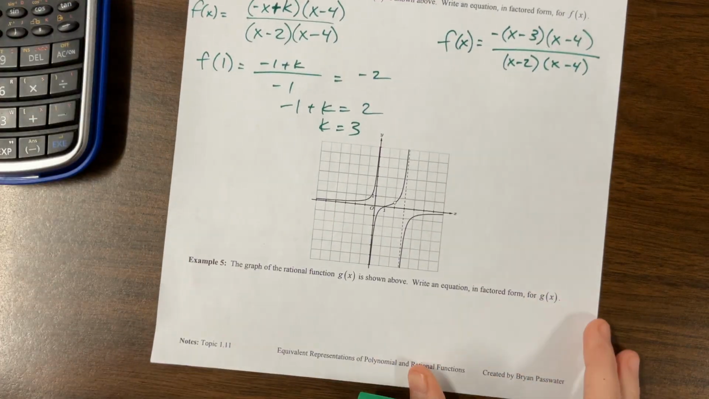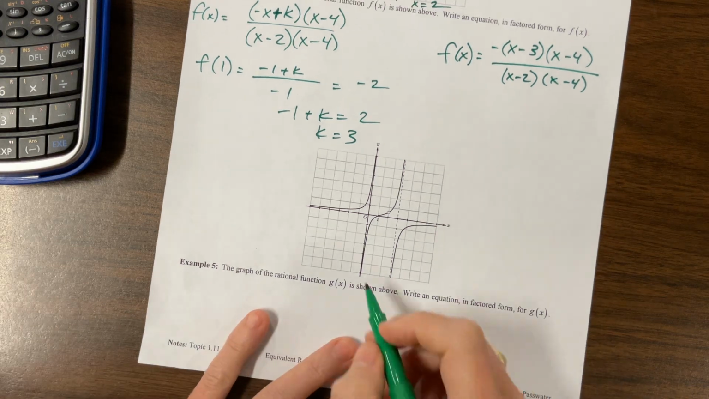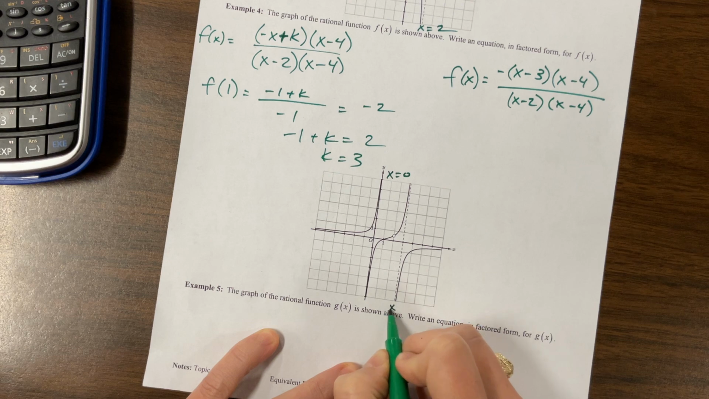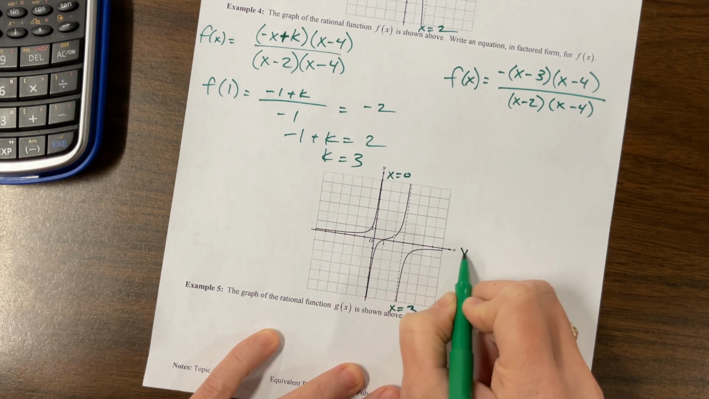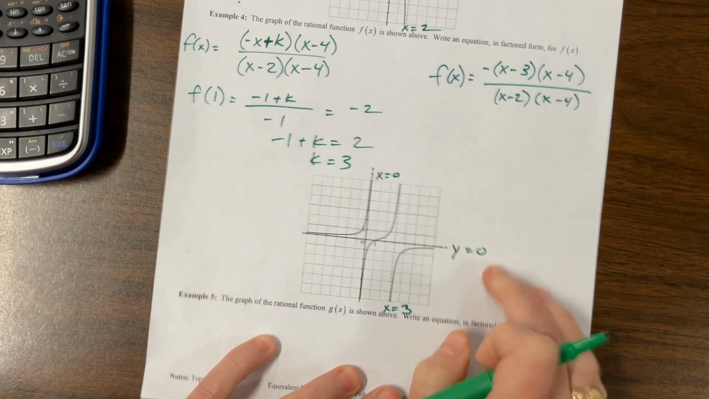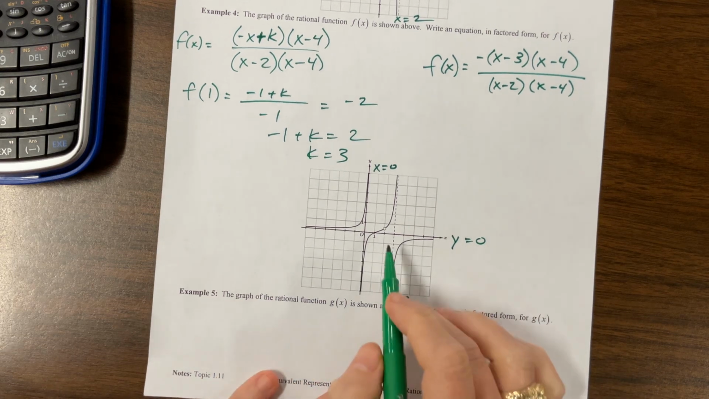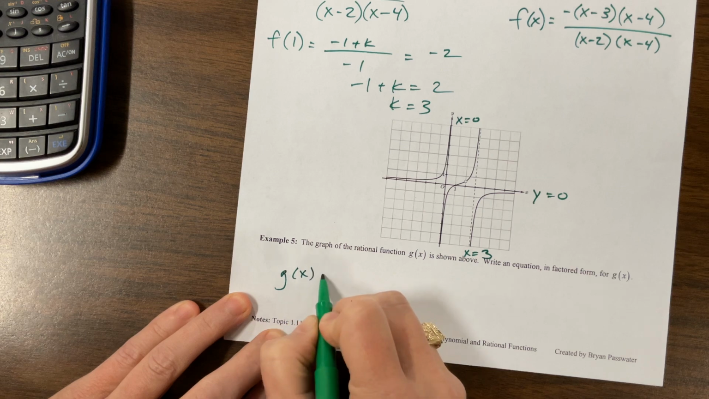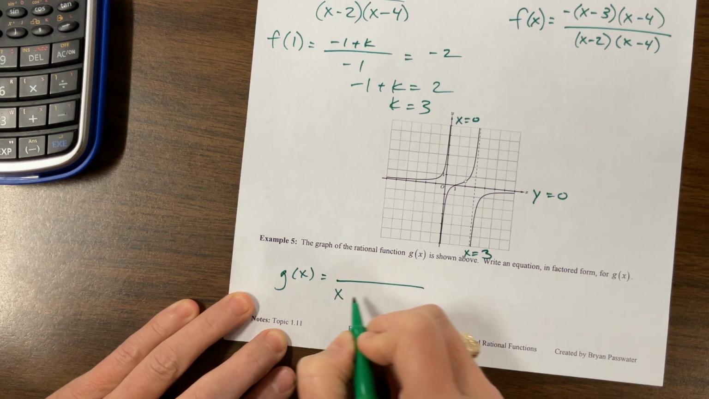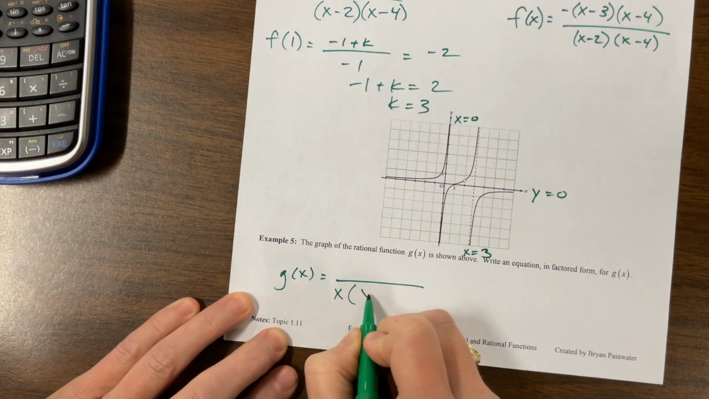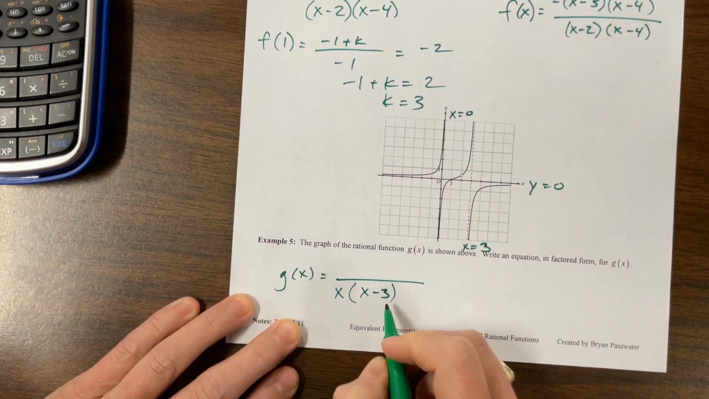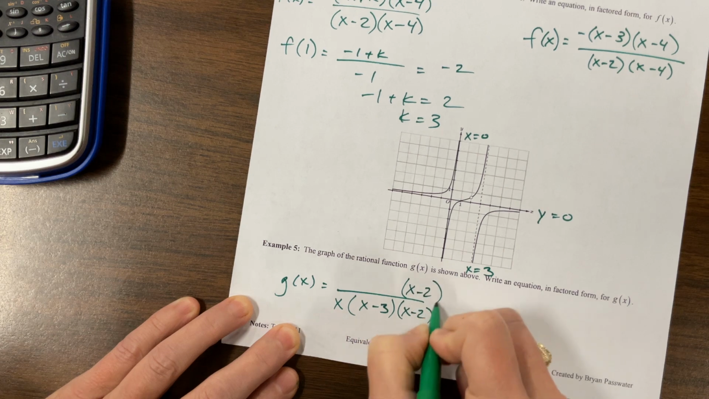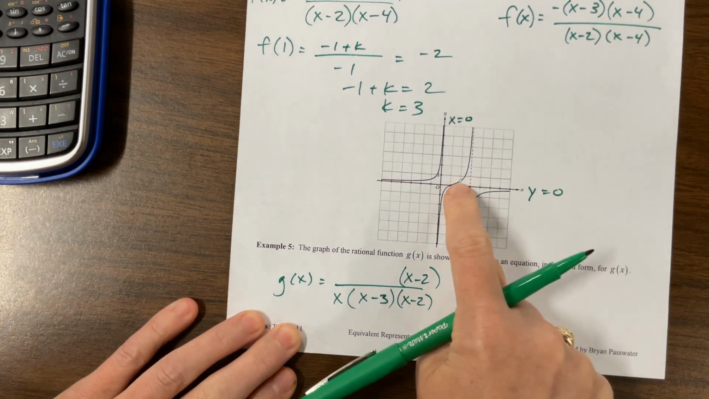Okay, oh, look at this one. Now I have an asymptote, it appears at x equals 0, and I have an asymptote 1, 2, 3 at x equals 3, and it looks like at y equals 0. So we're going to be bottom heavy, and I have a hole at 2. Okay, so this is g of x. We're going to have an x to get this asymptote. We're going to have an x minus 3 to get this asymptote. We're going to have an x minus 2 in both the numerator and the denominator to get this hole.